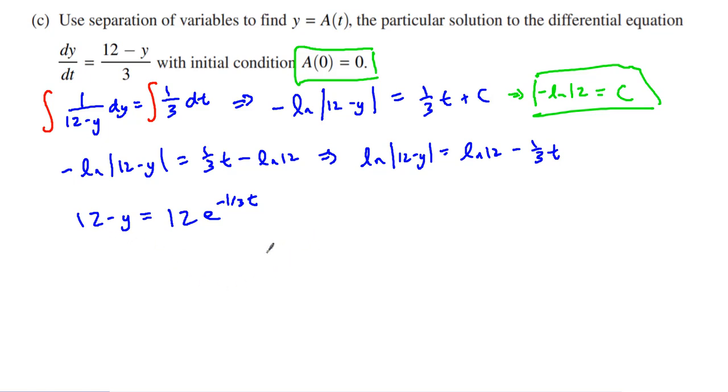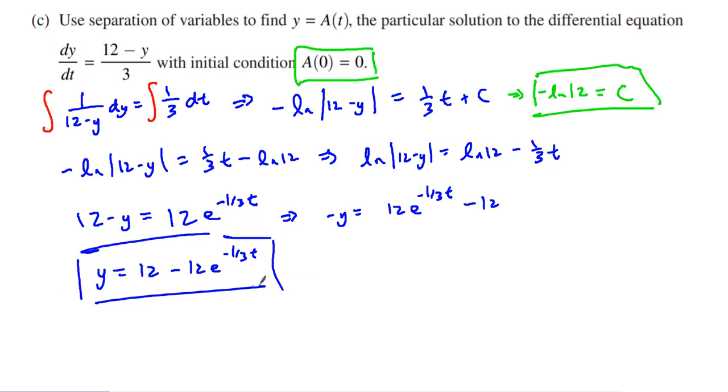Now we're going to move the 12 over, so we have negative y equals 12e to the negative 1/3 t minus 12. We have to move the negative over, which means y is equal to 12 minus 12e to the negative 1/3 t. And that is your particular solution. You can check to see if this works. You can plug in 0. e to the 0 power is 1, 12 minus 12 is equal to 0. That initial condition does work.